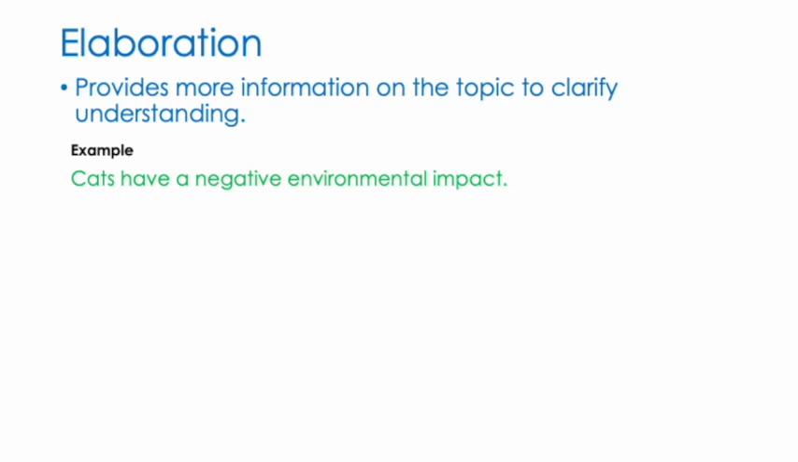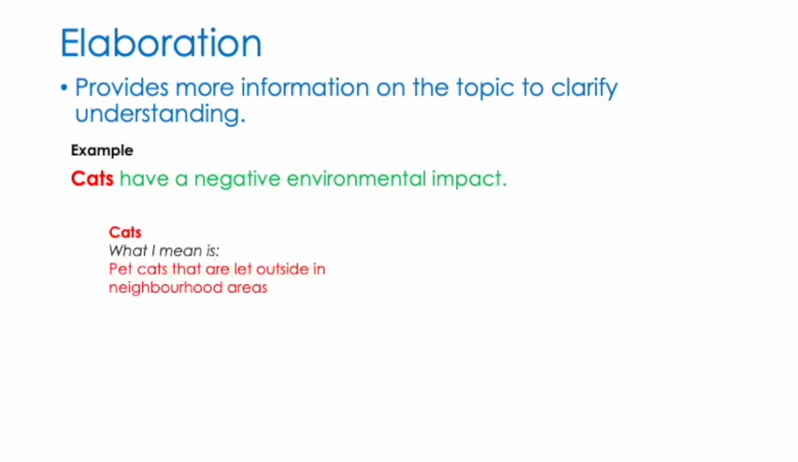So the elaboration is about identifying the key terms in the topic sentence and explaining what you mean. The first key term is the word cats. So in what context am I talking about cats? Am I talking about cats when they've just been born? Am I talking about cats in other countries? Am I talking about cats that are locked in their homes? For this particular paragraph, I'm talking about pet cats that are let outside in neighbourhood areas. They're the ones that are having the negative environmental impact, not the ones that are locked inside their houses. So I have to be really specific. I'm not talking about all cats, I'm talking about cats in this context.